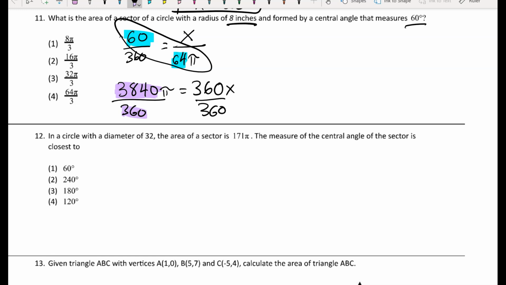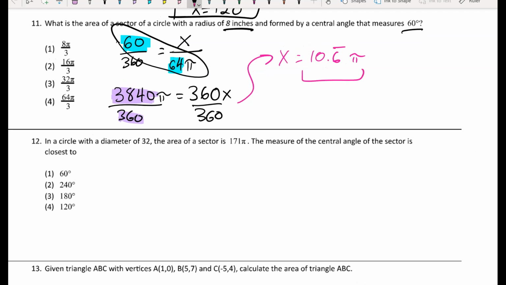And when I do that, you'll notice you get a decimal that looks like this. You get x equals, and it's like 10.6 repeating times pi. That's not really helpful to us, but what we could do if we really wanted to, we could type this in and make it a decimal and then make all those answer choices decimals and see which one matches up.